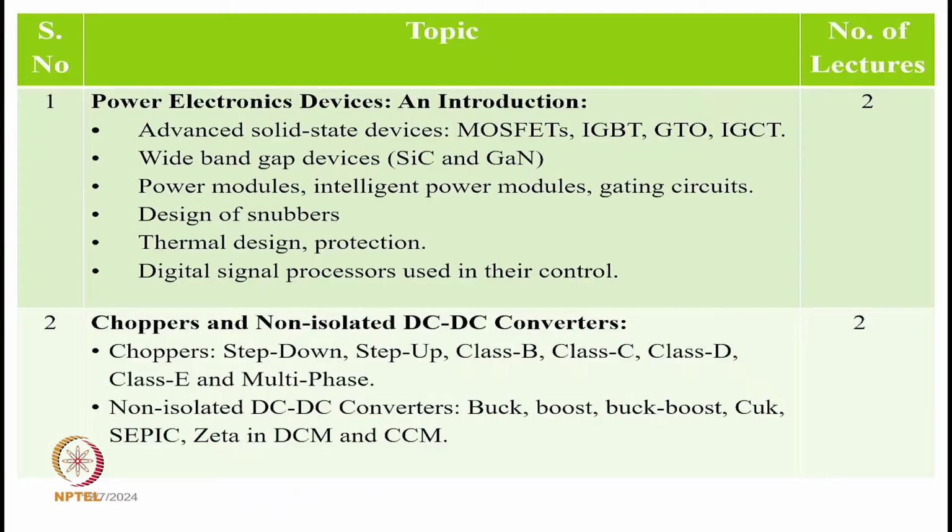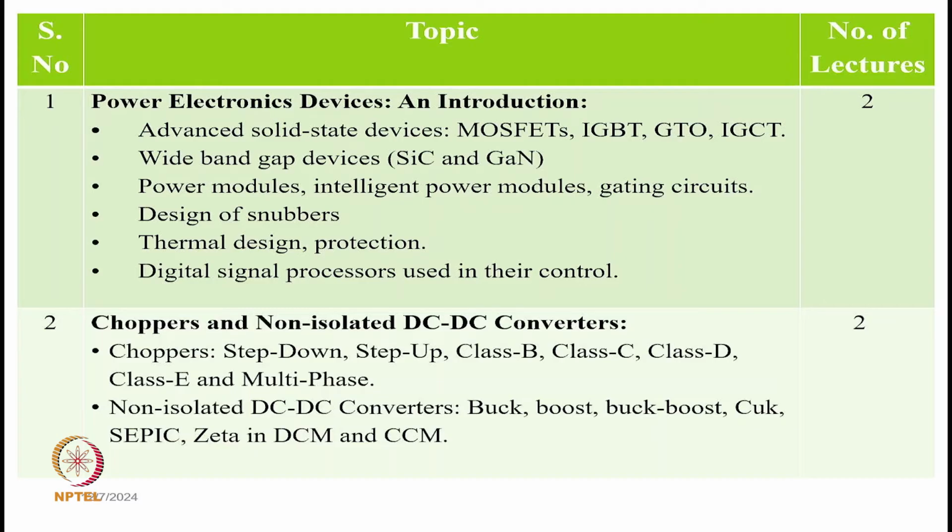Now coming to the course structure, the first part of the course is power electronics devices and introduction with 2 lectures on advanced solid state devices like MOSFET, IGBT, GTO, and IGCT. Then wide gap devices, silicon carbide and GaN devices. Then power modules, intelligent power modules, gating circuits, and design of snubbers, thermal design, protection, digital signal processor used in their control.